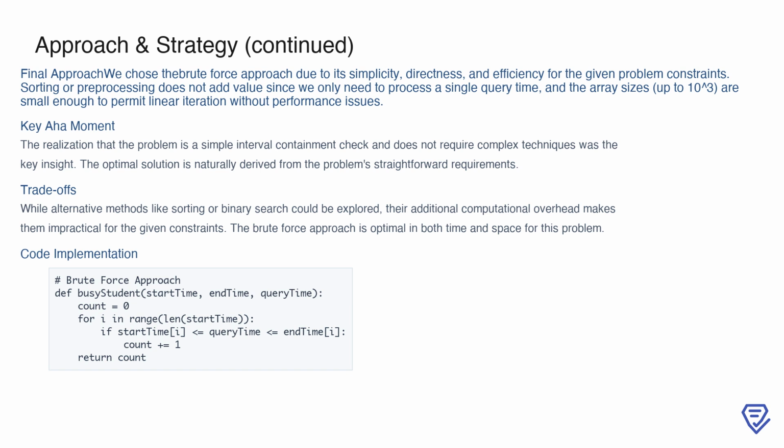Here's a simple implementation of the solution. Iterate through the start time and end time arrays, check the interval condition for each student, and count how many satisfy it. This implementation is clean, efficient, and perfectly suited for the problem's constraints.